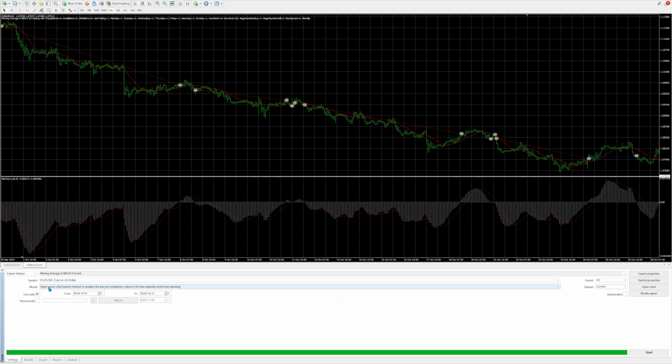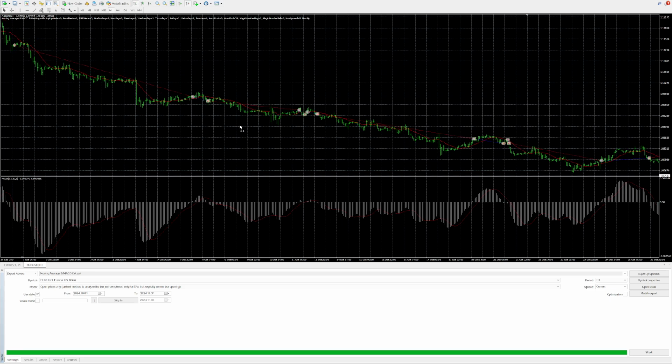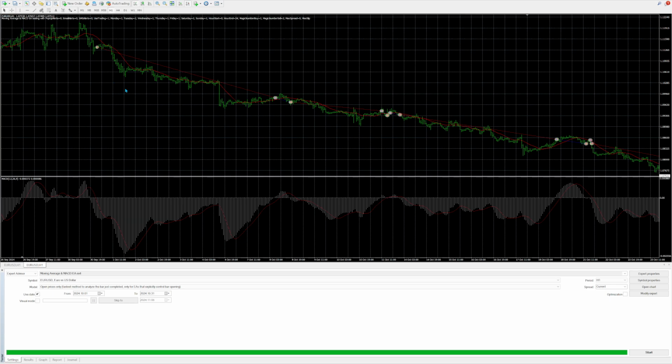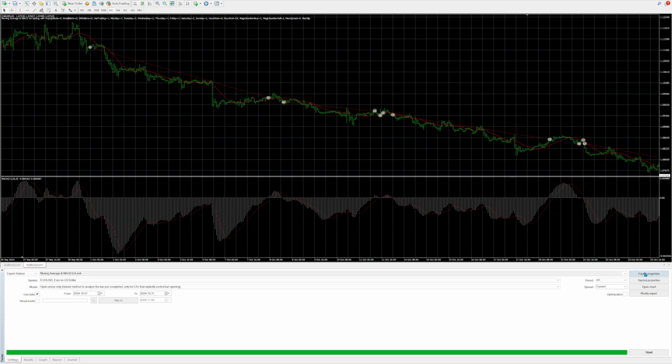Okay, for the testing model, we can use open prices only because the EA does calculate the indicators based on open prices. However, you may want to fine-tune settings with every tick testing, as this will contain intrabar prices, which is important when it comes to stop loss, take profit, spreads, trailing stop, break even, etc. For the date, we'll just test the past month just so you can get an idea of how the EA works. Okay, you can see here on the chart I've already ran a test in the past month. I'm just gonna go through now what the settings are.